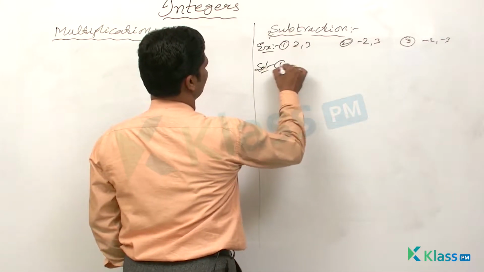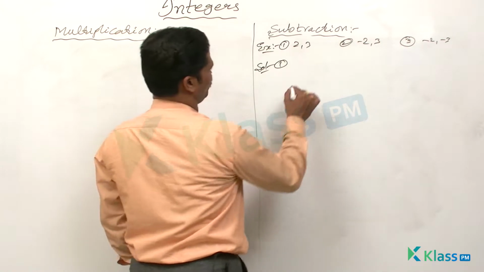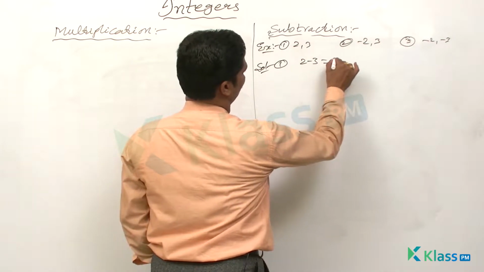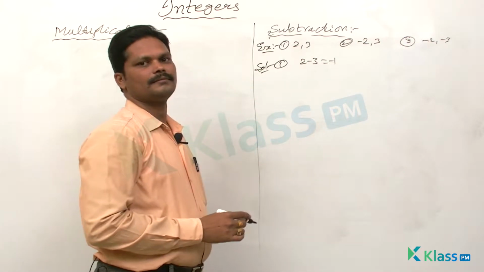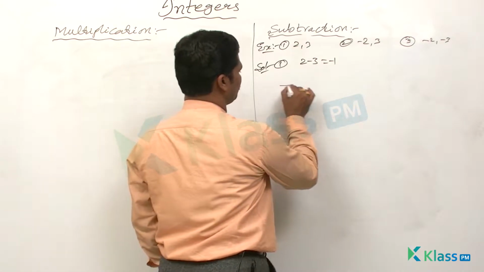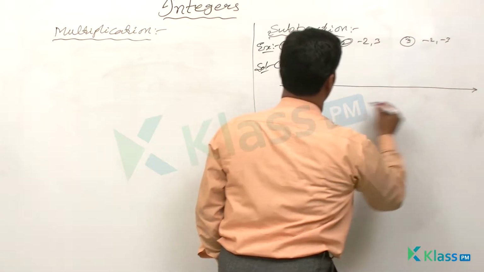So first solution, how should we subtract? 2 minus 3 is equal to minus 1, we are having the answer. But this we should show on the number line.